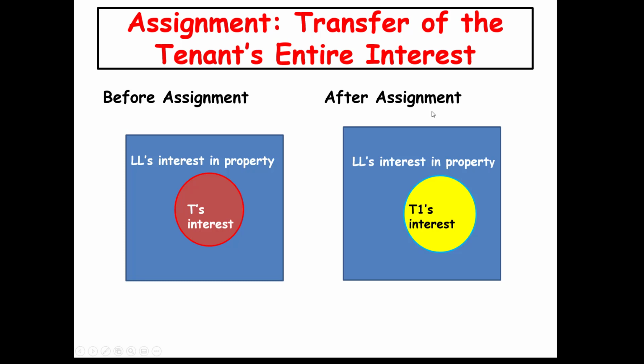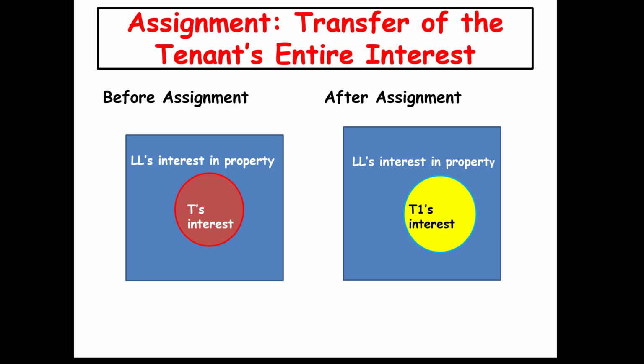Here in the subsequent drawing, we have an assignment. The tenant has transferred their entire interest to the new tenant, to T1. The original tenant has retained nothing of the lease. No time of the lease, no control over the property. That is an assignment. After the assignment, the new tenant, T1, is in privity of estate with the landlord, because you can see on this Venn diagram, their interests touch. And the original tenant is no longer in privity of estate with the landlord.